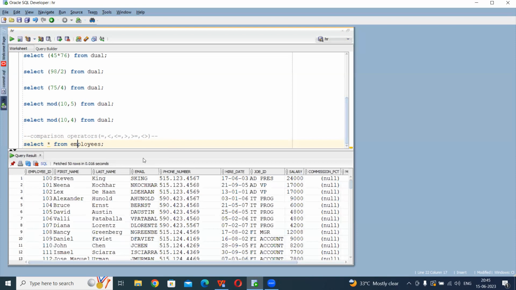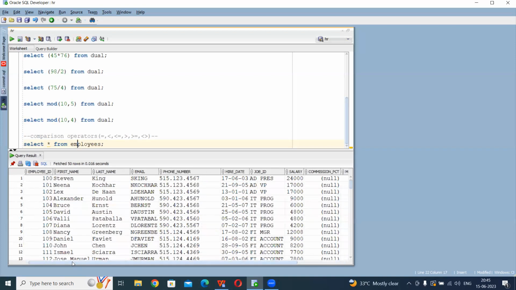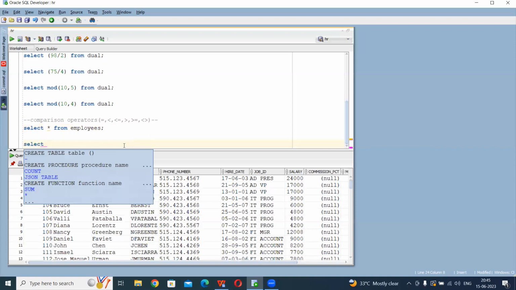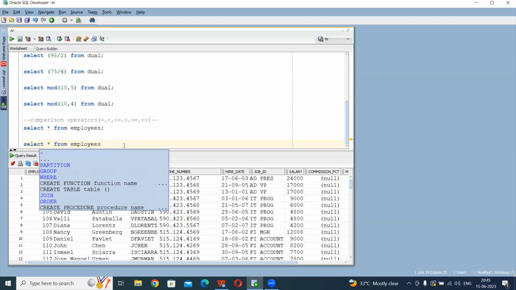So you can see, guys, this is the data present in the employees table. We have got all the data present in the employees table. For these comparison operators, we will use this employees table only. So now we'll start writing our queries. We'll write our query starting with the select keyword. After select, I have mentioned star. After star, I have mentioned the from clause. After the from clause, I have given my table name as employees. I want to retrieve data from these employees, so I'm mentioning the same.